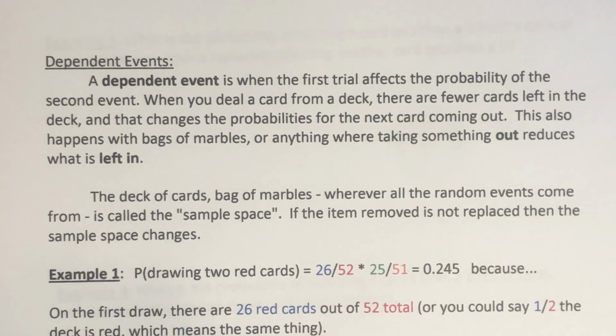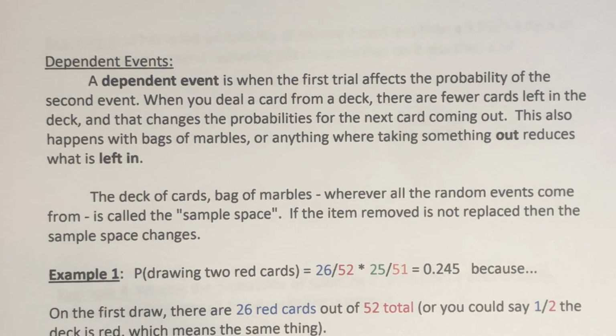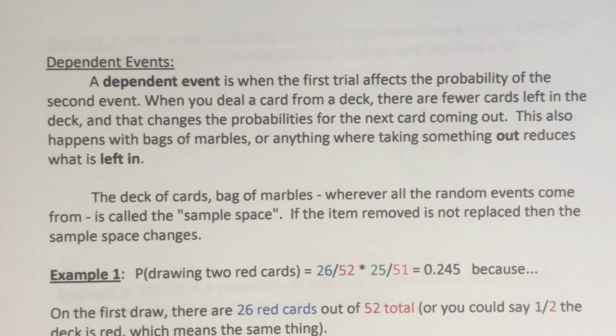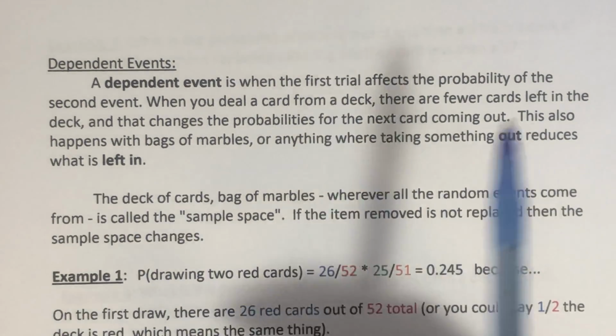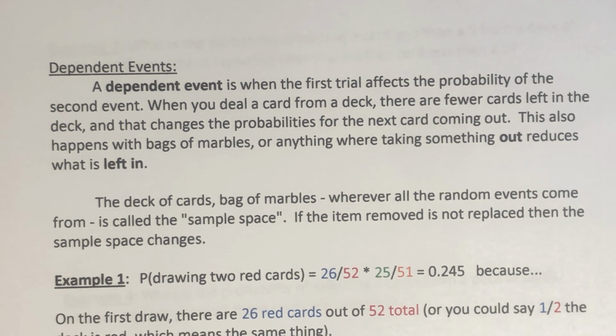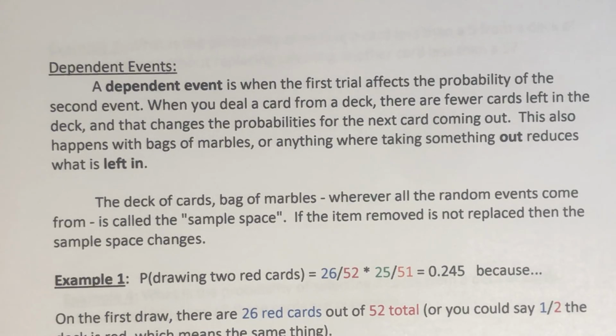Like if you deal from a deck of cards, there are fewer cards as you continue to deal cards. So this will affect the probability of something happening. Or another common example we'll look at is a bag of marbles, where we take out a marble after choosing one. We don't replace it. So when we're doing dependent events, we are not replacing what we pull out in the first trial.